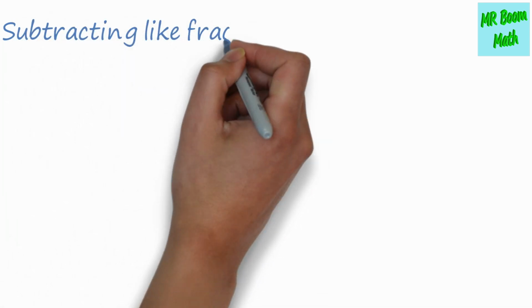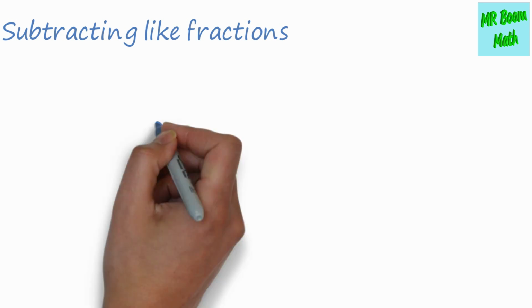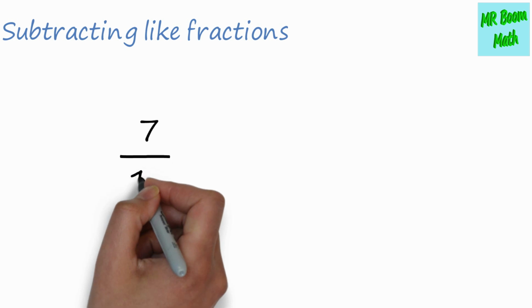Subtracting like fractions. If the bottom numbers are the same, all you have to do is subtract the top numbers and keep the same bottom number in your answer. Here is an example of subtracting fractions with the same bottom numbers.